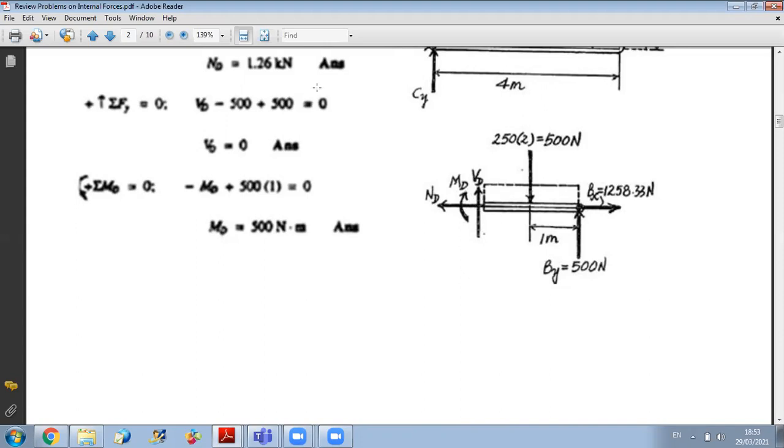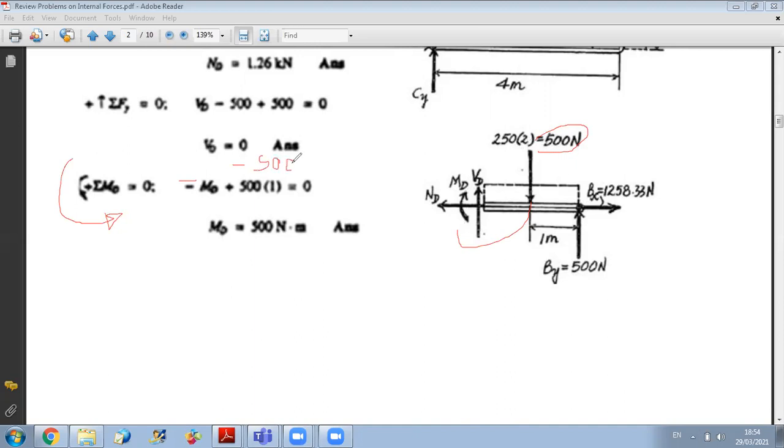When we do sum of moments about D, what do we have? You can take the direction positive as you like, clockwise or counterclockwise. Here I choose counterclockwise as positive. So I put in the equation minus MD, because MD is positive clockwise. You also have the moment of the 500 Newton force, which is clockwise, so it's also minus: minus 500 times 1.